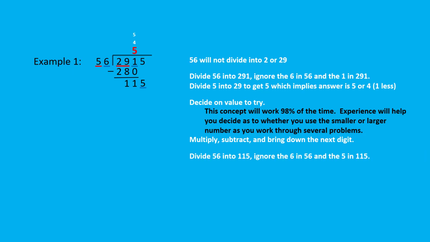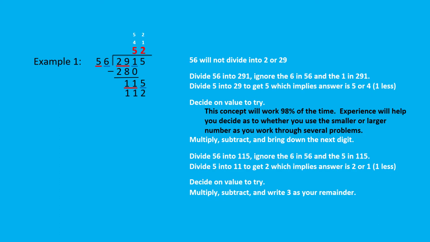Divide 56 into 115. Ignore the 6 in 56 and the 5 in 115. Divide 5 into 11 to get 2, which implies the answer is 2 or 1, one less. Decide on a value. I chose 2. Multiply. I get 112. Subtract, 3. Since this was the last division, the remainder goes into the answer, which is 3.